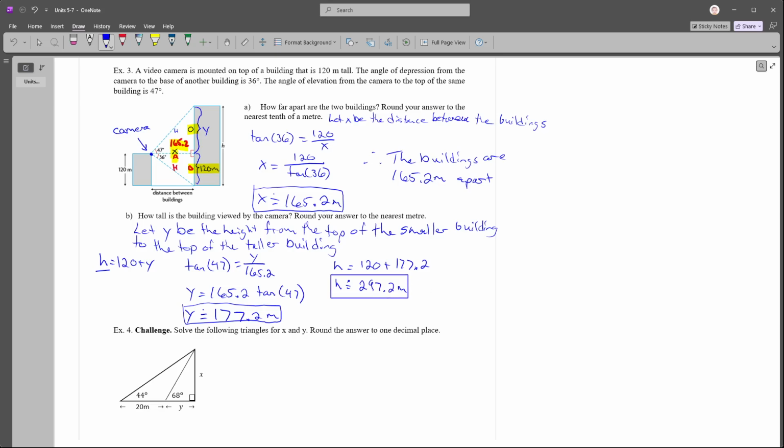Not bad. Okay, so now we need a concluding statement. So therefore, the height of the taller building is 297.2 meters.